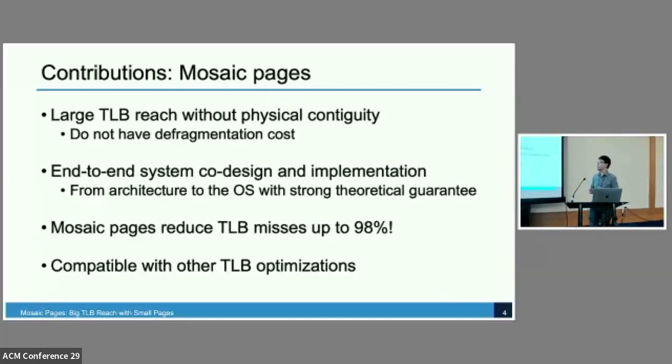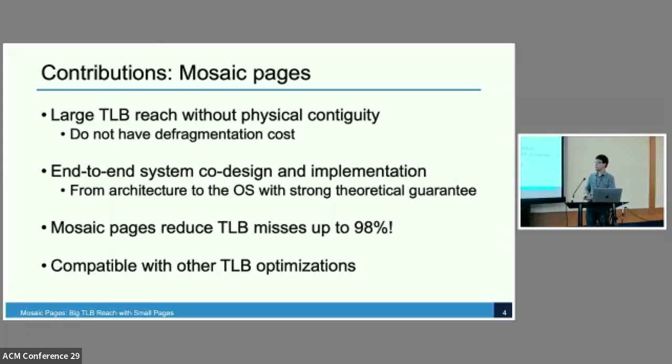In this work, we present mosaic pages. Mosaic pages increase TLB reach without physical contiguity. Therefore, mosaic pages do not have defragmentation cost. We present an end-to-end system co-design and implementation, from architecture to the OS, with strong theoretical guarantees. In our evaluation, mosaic pages reduce TLB misses by up to 98%. In addition, mosaic pages are compatible with other TLB optimizations. These are the contributions of mosaic pages.